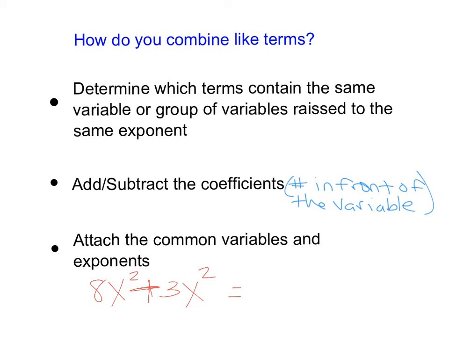There's a plus, so that's 11. And we attach the common variable. Notice we did not change it. 11x squared. It's not x to the fourth. Another good one would be x plus x. X plus x equals 2x. That's super important. Kids always mess that up.